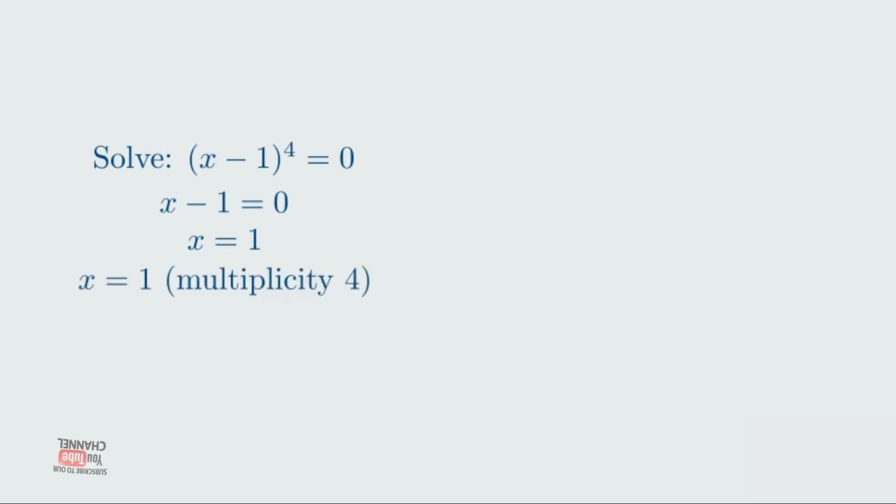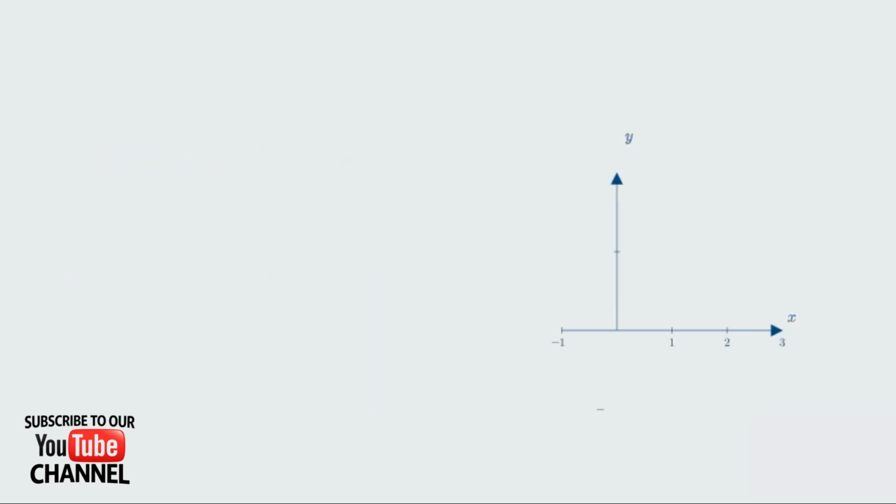This means x equals 1 is not just a solution, it's a solution that counts 4 times. A root with multiplicity is a value that solves the equation multiple times. Visually, if you were to graph this function, you would see that the graph touches the x-axis at x equals 1 and bounces back, rather than crossing through it. Here's what that graph would look like. It perfectly touches the x-axis at the point (1, 0).